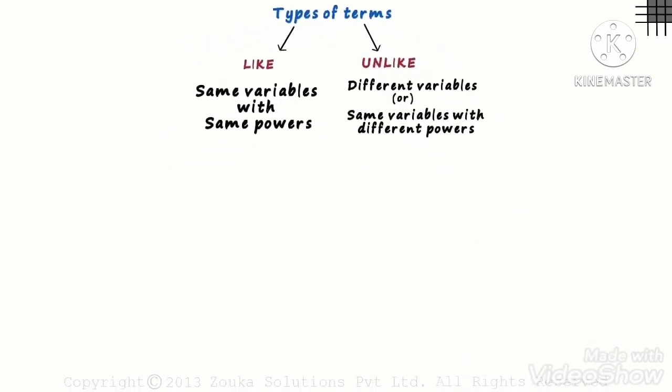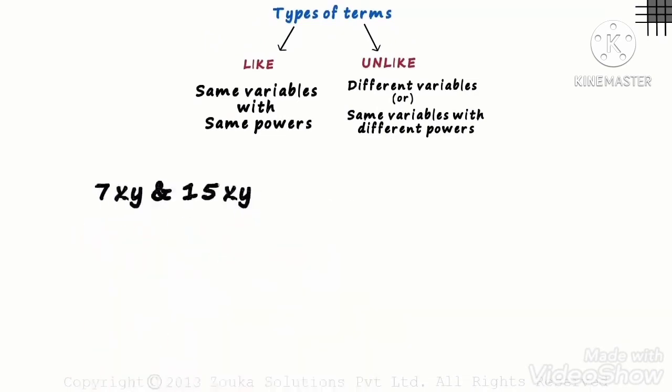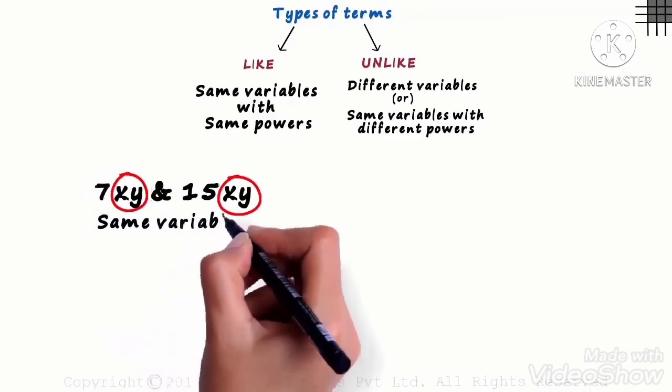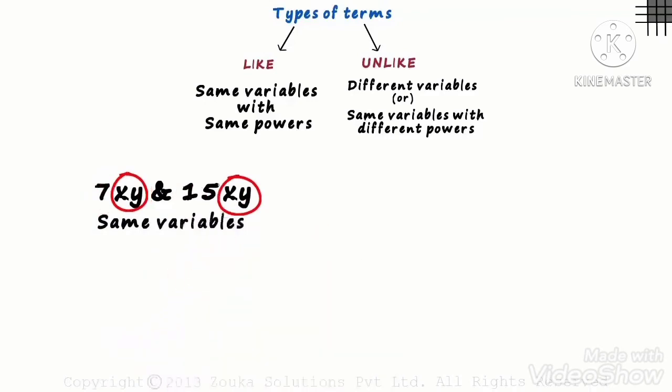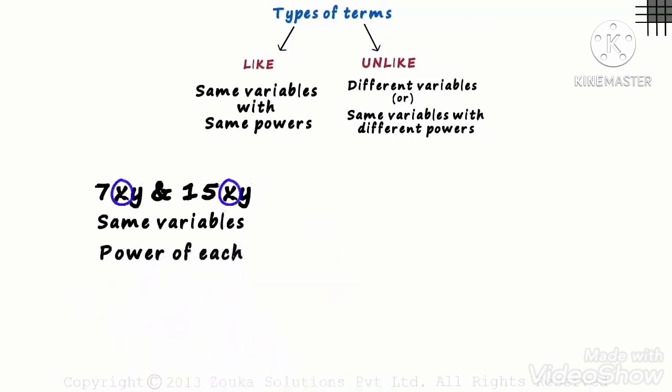Consider two terms, say 7xy and 15xy. Are these two terms like or unlike? Remember, to know the type, we just have to look at the variables and not the constants. Both these terms have the same variables, x and y. But that is not enough to tell us if they are like or unlike. The next thing we need to compare is the power of each variable. The powers of x are the same in each term, it's 1.